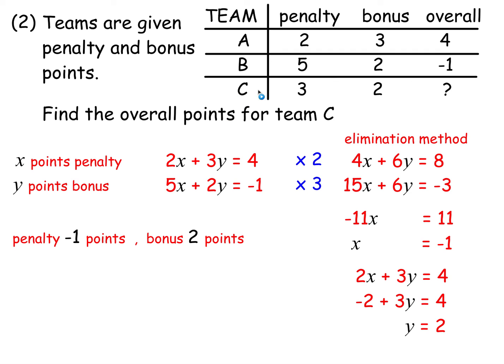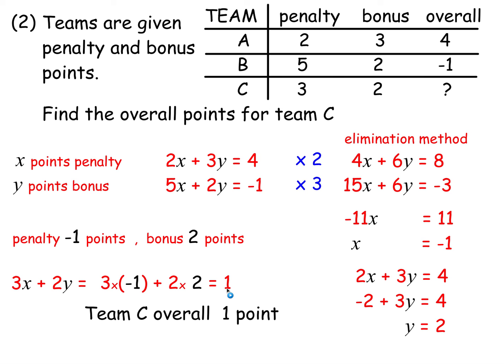Next, look at Team C. It's got 3 penalties, that's 3x, and 2 bonuses, that's 2y. So what does 3x plus 2y equal? Okay, that's the overall. So 3x plus 2y is 3 times -1, and 2 times 2, and that comes out at 1. In other words, overall they've got 1 point.